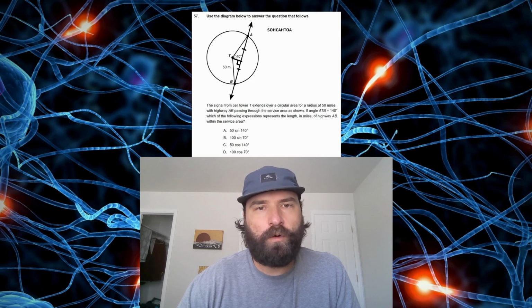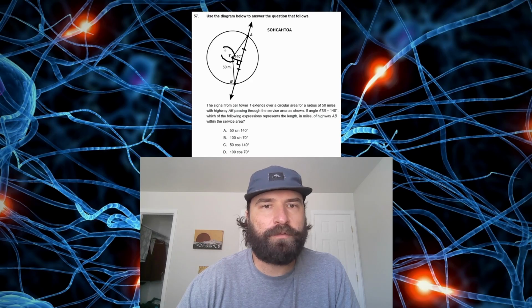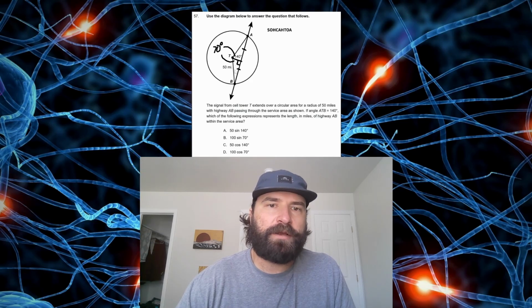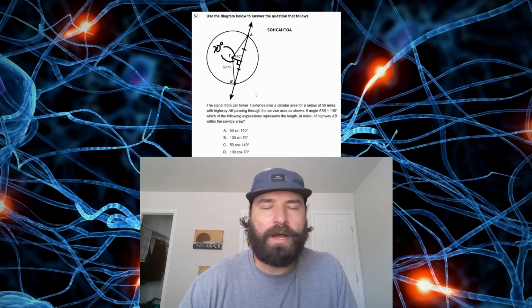Well, this big angle in the center of the circle was 140. So this angle in the smaller triangle that I've created, and this angle, both of these angles right here, are 70 degrees, because that's 140 divided by 2. This angle is bisected by this little line that I drew. So now I know that I have a 70-degree angle in this triangle with a 50-mile hypotenuse.